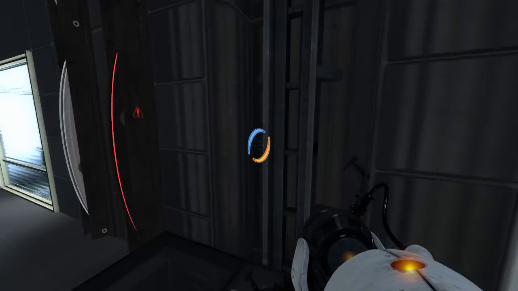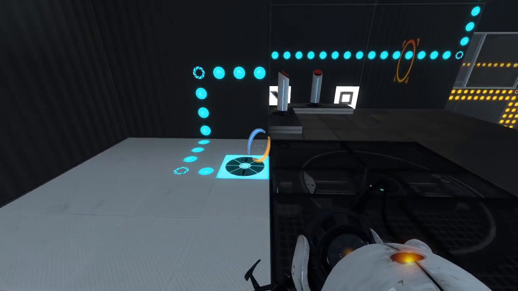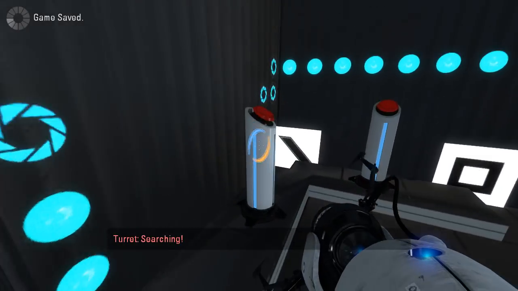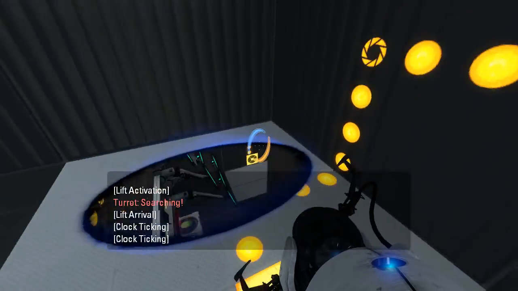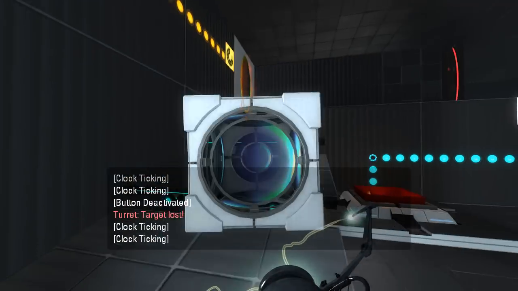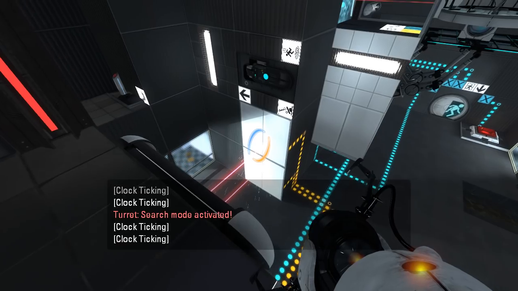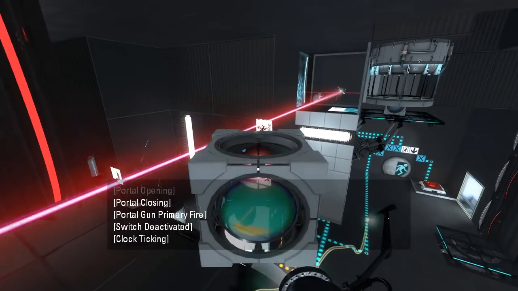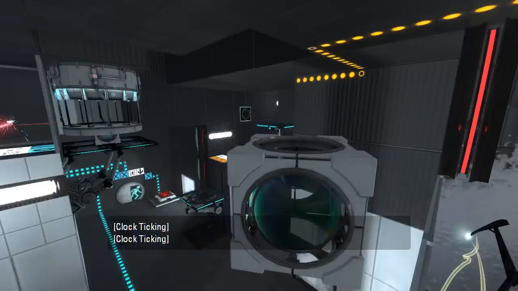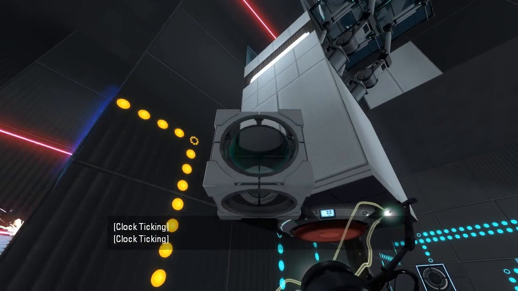Well, at the very least I can try to burn the turret. I don't think I'll be very successful, but sure, I'll try. Do that. And I don't know that. This isn't really working for me, is it? Yeah, that didn't work.